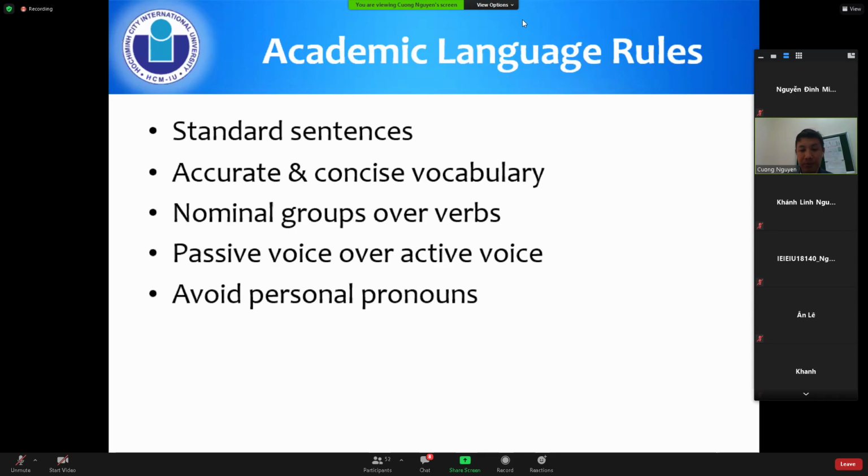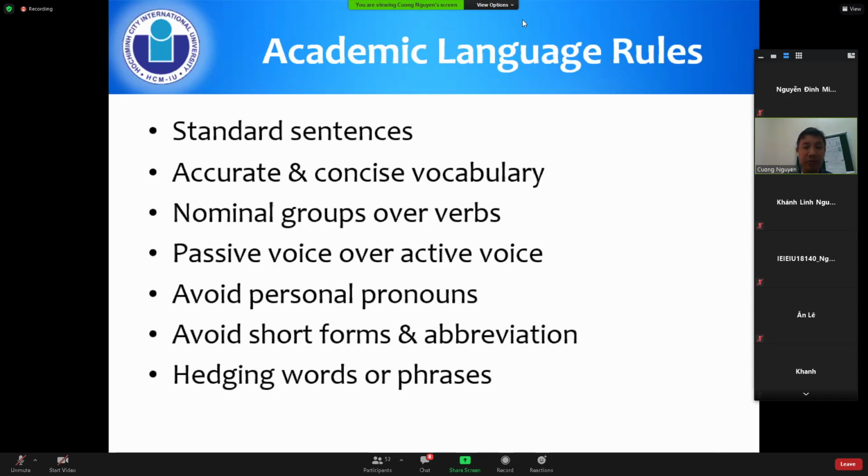Avoid personal pronouns, right? And short forms, abbreviations are avoided. And of course, sometimes we use hedging words and phrases in conclusion. That's correct. Let's move on.